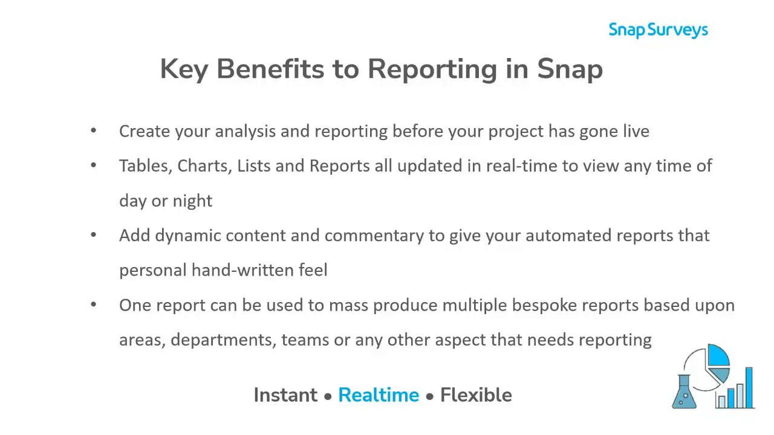With smart reporting, we can add dynamic content and commentary to your automated reports, giving them that personal handwritten feel. And another great reason for creating your reports in Snap is the ability to have one single report which can be used to mass produce multiple bespoke reports based upon areas, demographics, departments, teams, or any other aspect that you need reporting on. So for example, if you needed to create an individual report for each department in your company, you would actually just create one report in Snap, and that report might then generate 7 bespoke reports, all tailored to the individual departments.